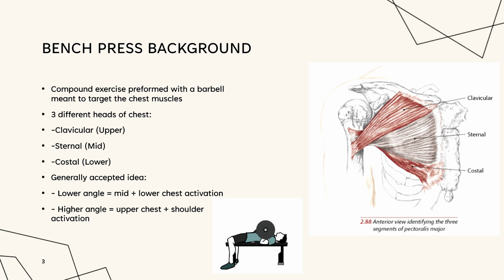Now, something important to note is that there are three different heads of the chest: the clavicular, sternal, and costal, which we will refer to as the upper, mid, and lower chest. And the generally accepted idea is that a lower angle bench press is going to target more of the mid and lower chest, and a higher angle targets more of the upper chest and shoulders.